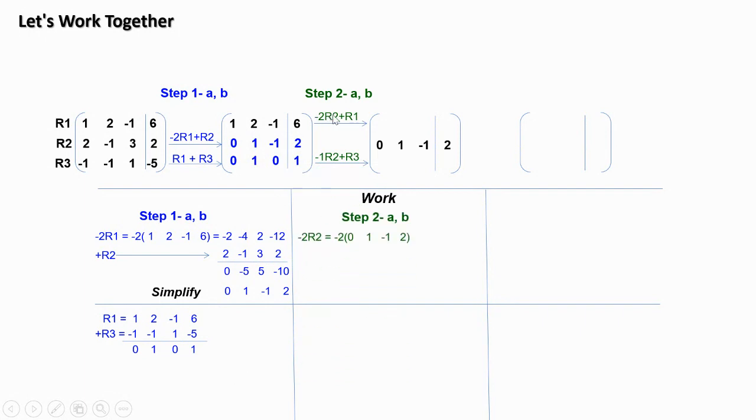-2 row 2, I got it from up here, which will give us 0, -2, 2, and -4. We're going to add it to row 1. There's my row 1, right? I got it from here, the 1, 2, -1, 6.